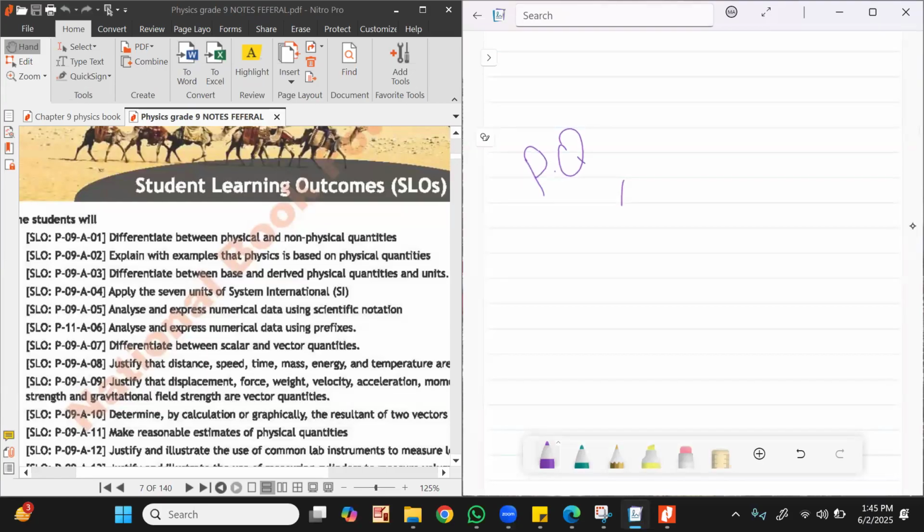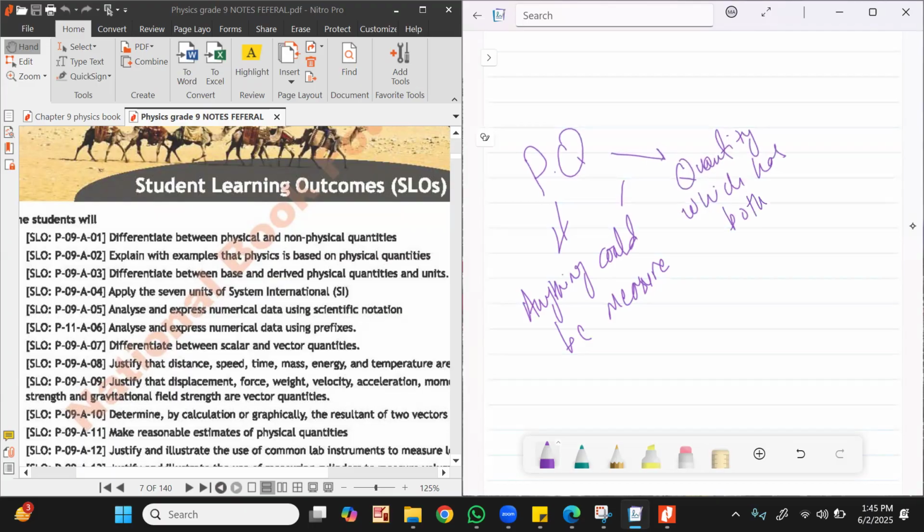So physical quantities could be defined as anything that could be measured, as well as a quantity which has both magnitude and unit. For example, 9. Would you consider it a physical quantity? Yes, sir. I just told you that it is a quantity which has both magnitude and unit. Oh, okay. So it would become a physical quantity if I write.